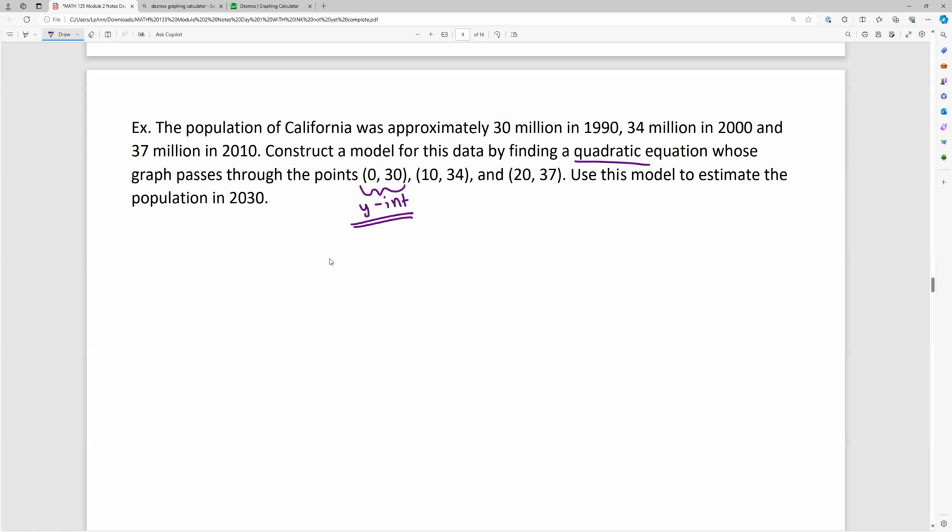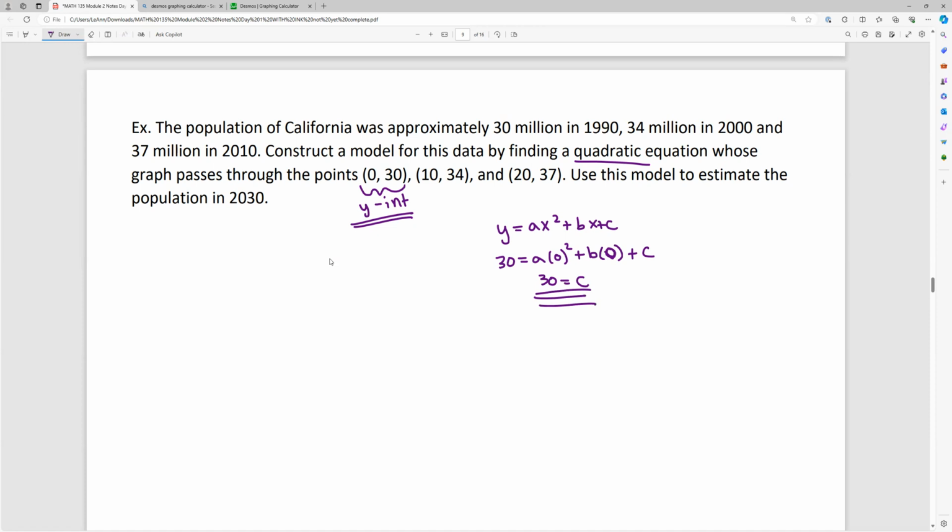Okay, so first of all, we need to come up with an equation, because we can't just guess and say, oh, I think it's going to be 42 by now. We don't know what it's going to be. So if you have the y-intercept, remember our quadratic is ax squared plus bx plus c. That's the general formula of a quadratic equation. If you plug in 0 and 30 for x and y, notice that it works out really nice for us, because 0 plugged in for x makes the a and b parts go away, since 0 times anything is 0. So we immediately get that c is 30.